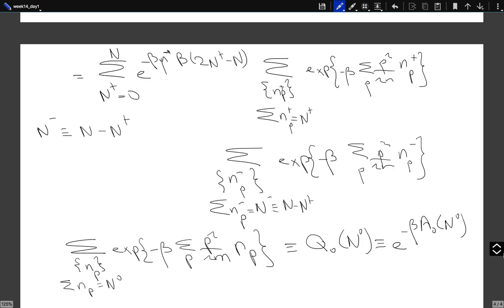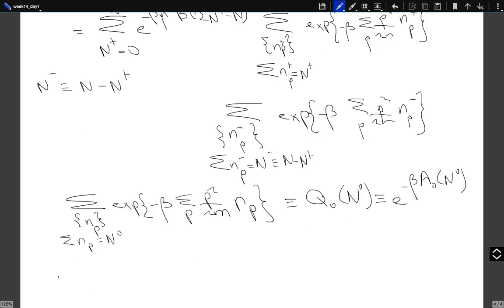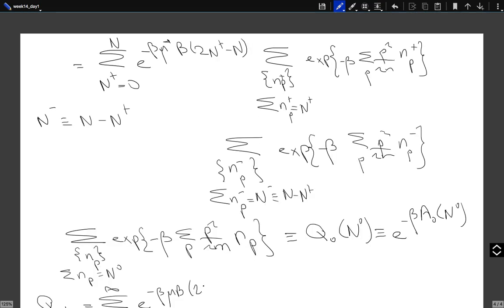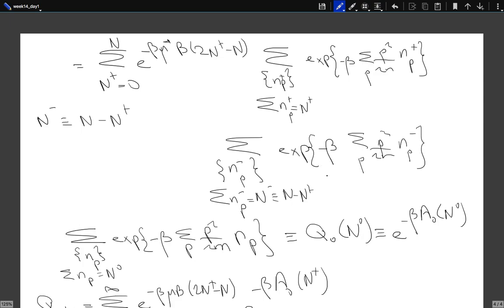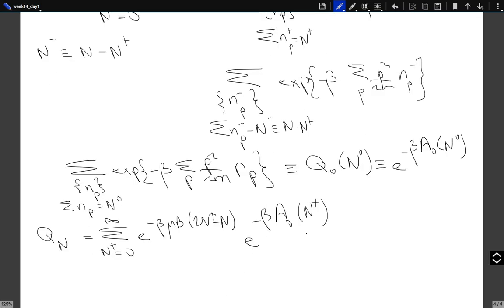So going back to my expressions, now my grand partition function, this time for N electrons, is the sum over N plus from 0 to infinity of e to the power minus beta mu B times 2N plus minus N. It is this term over here. Then I have the sum over Np plus, which is nothing but Q0 with the number of electrons N plus, or e to the power minus beta A0 of N plus. And then I have the other sum. The other sum has the same mathematical form. The only difference is that instead of N plus, the sum of these integers is N minus N plus.